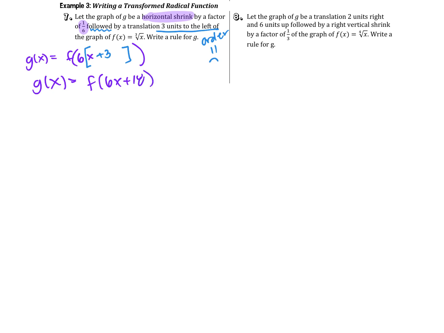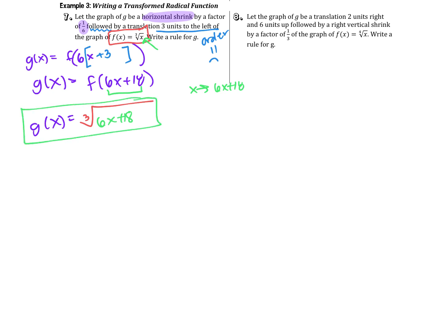What does this mean for the function that they actually gave us? Well, f is the cube root of x. G is telling us to take what we just did and change x. Everywhere that there was an x in this function, we're going to rewrite it as 6x plus 18. So down here, we're going to have the cube root of 6x plus 18.